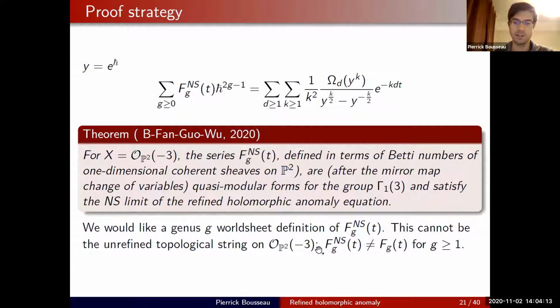And this genus g object cannot be the unrefined topological string, because in general, certainly for local P2, your f g of ns is just different from the unrefined f g.